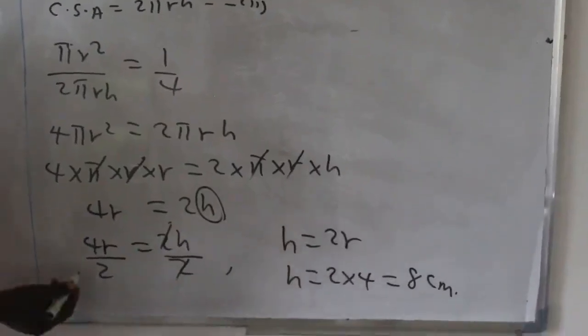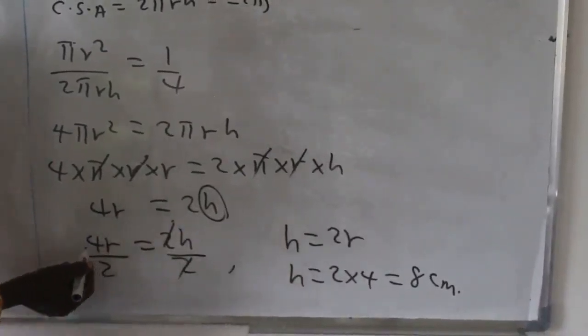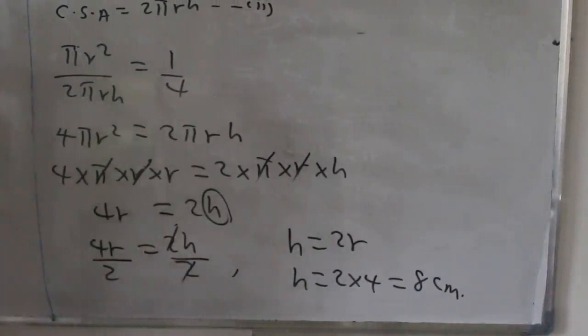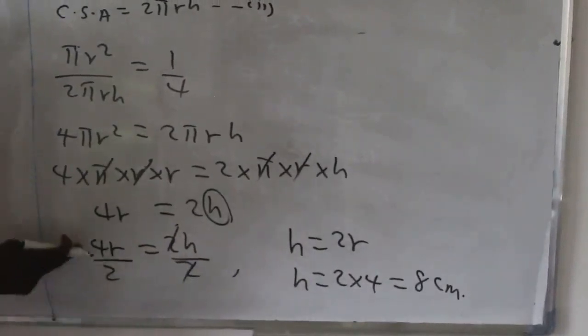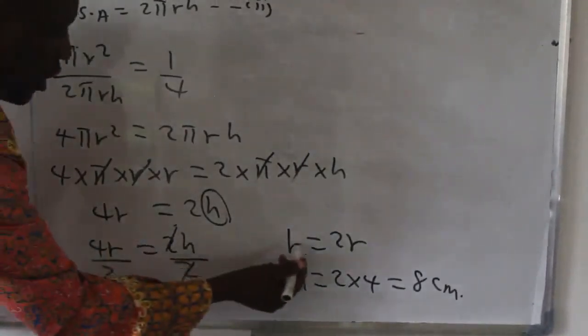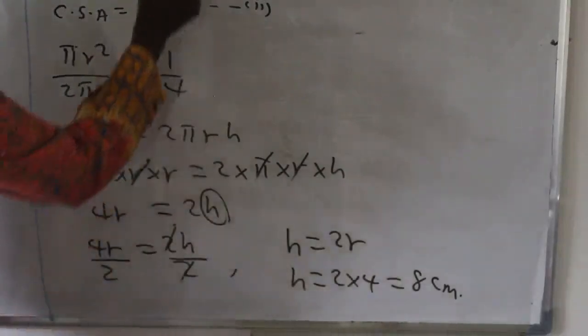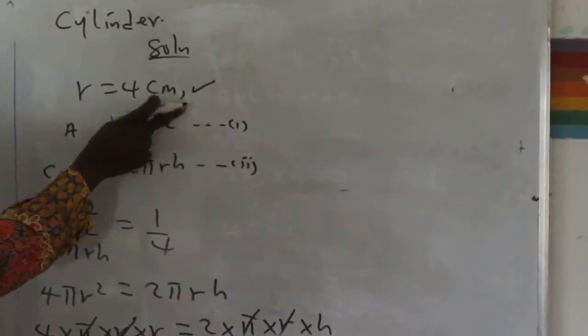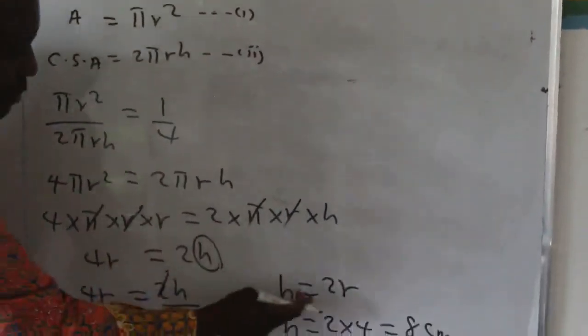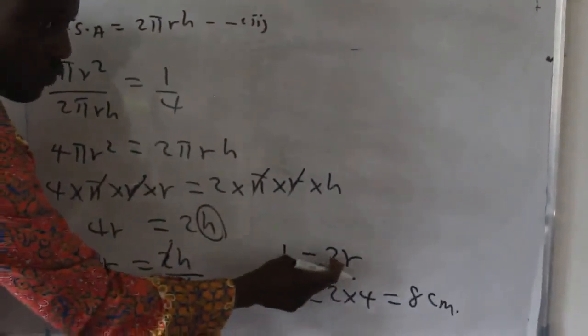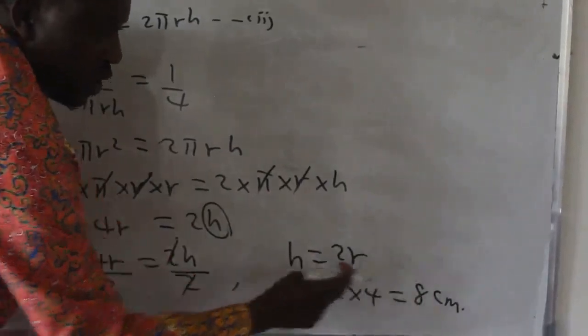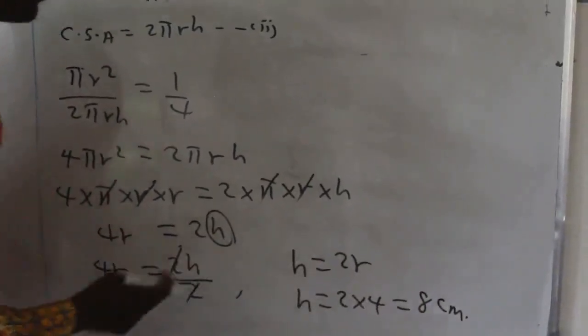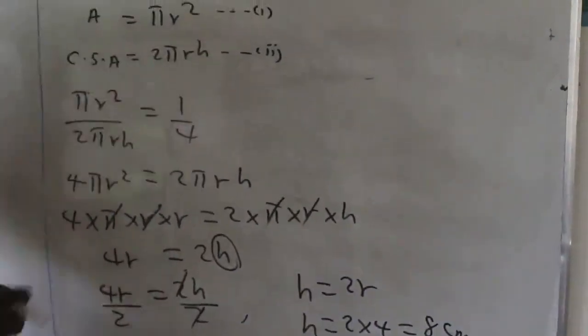You are now left with h. You are left with 4r over 2 equals h. Now 2 divided by 2 is 1, and 4 divided by 2 is 2. So your h is 2r. But your r here is 4. Since r is 4, you come back and in place of r, you substitute 4. That is 2 times 4, which is 8 centimeters. So that is the height of the cylinder.